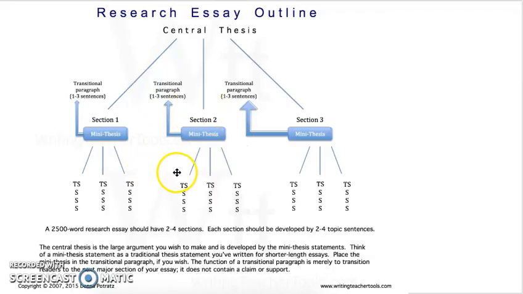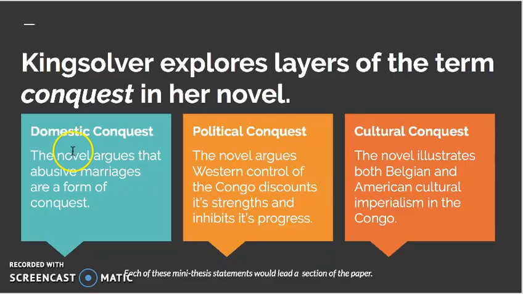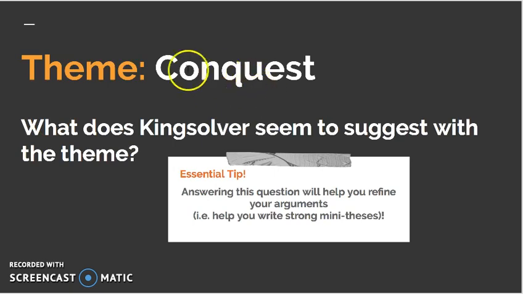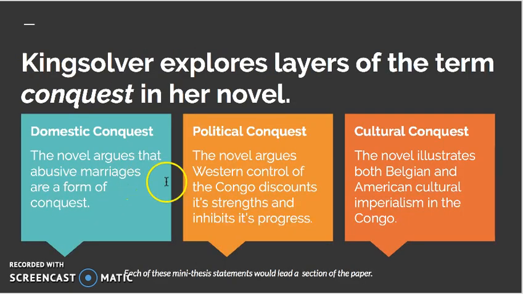So remember when we talked about that in the previous video, what I've got color coded here in this turquoise and these two orangey colors, you would have those as your different sections. So this right here might be domestic, political, and then cultural. And then you would develop each one of those mini thesis statements with multiple topic sentences and their relevant support. So that would be one approach, is to look at a particular theme and then figure out what would be the different arguments around that theme.